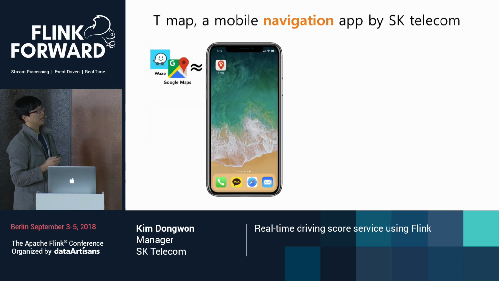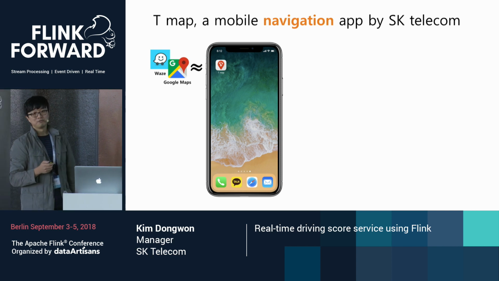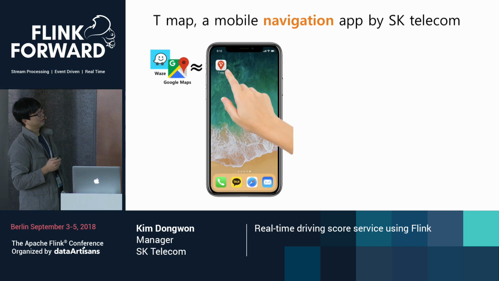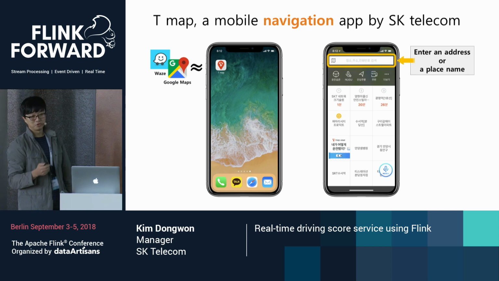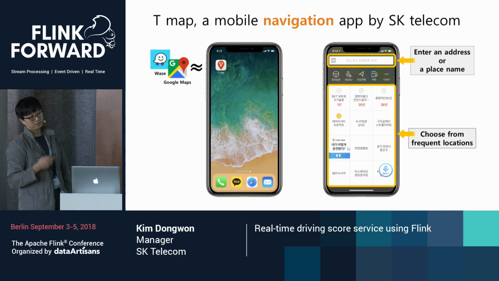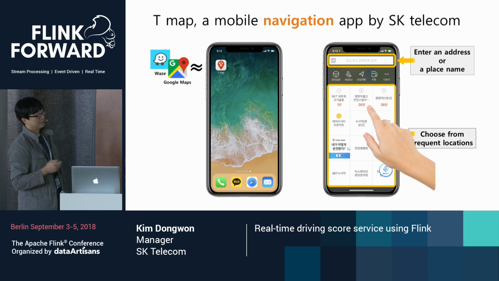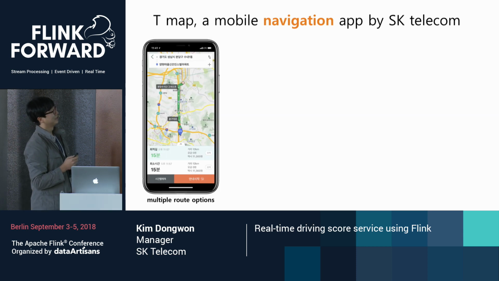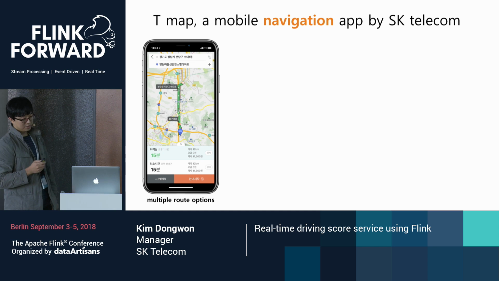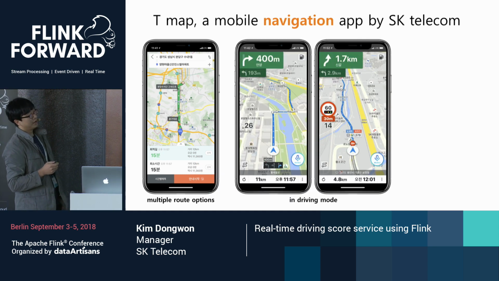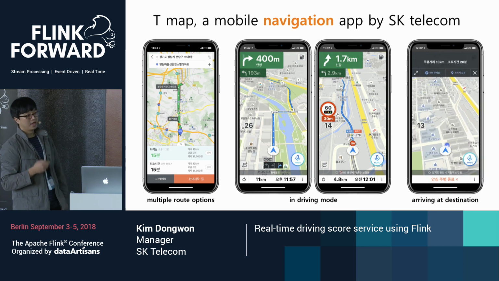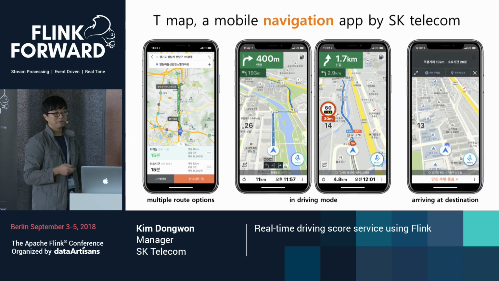TMap is like Waze and Google Maps. From the main screen, you can enter an address or a place name you want to go to, or you can choose from your history, from frequent locations. Let me go home, okay? It suggests multiple route options, you choose one, and it guides you to the destination. As such, it is essentially a navigation app.